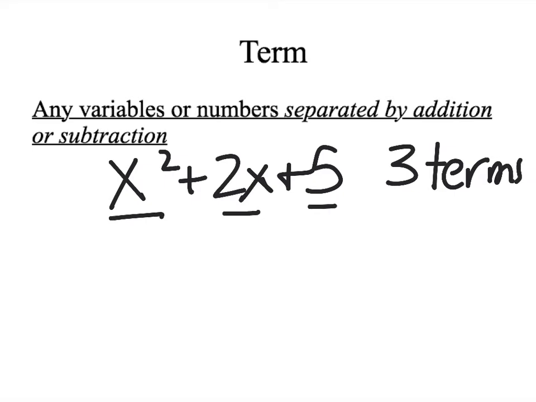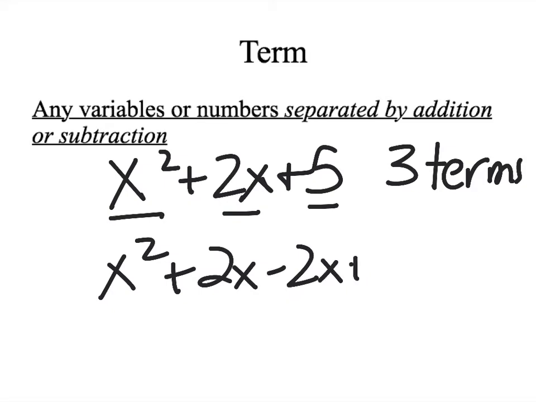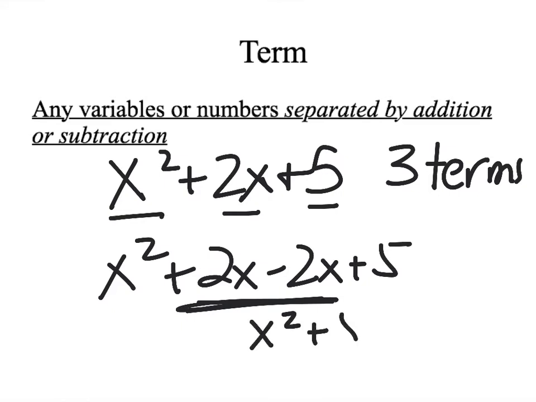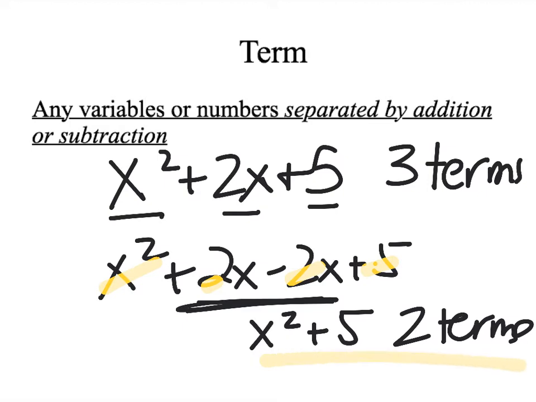But if we had x squared plus 2x minus 2x plus 5, we'd be able to put like terms together. These would go together. 2x minus 2x is 0x. We'd have x squared plus 5. We'd have a total of 2 terms. If we counted originally, 1, 2, 3, 4, there's 4 there. But once we combine them, we go ahead and get 2. So we'll talk more about like terms in the next.